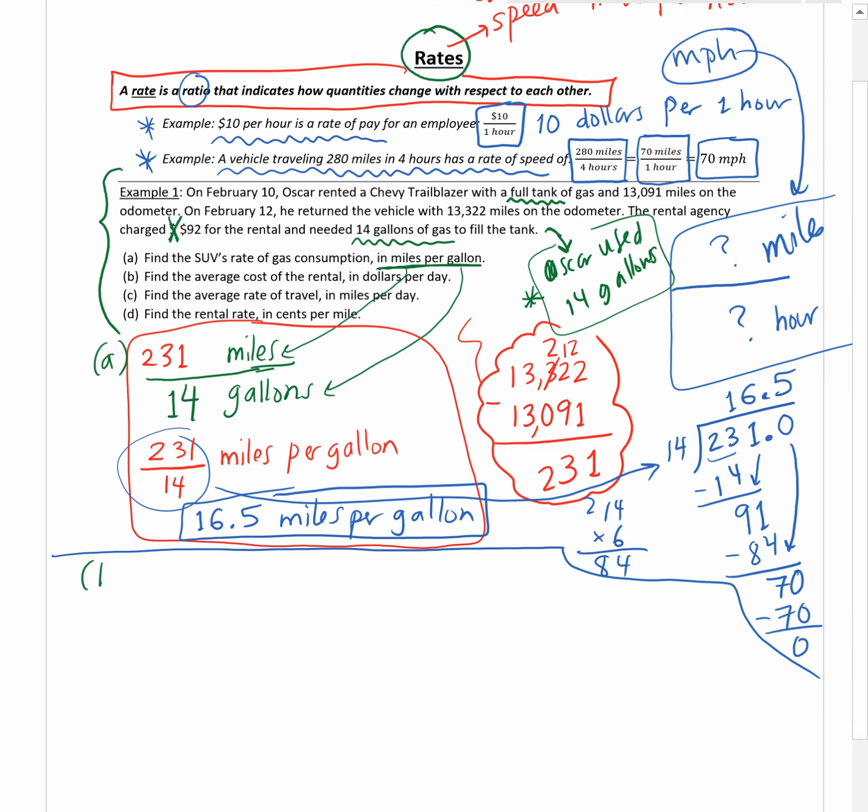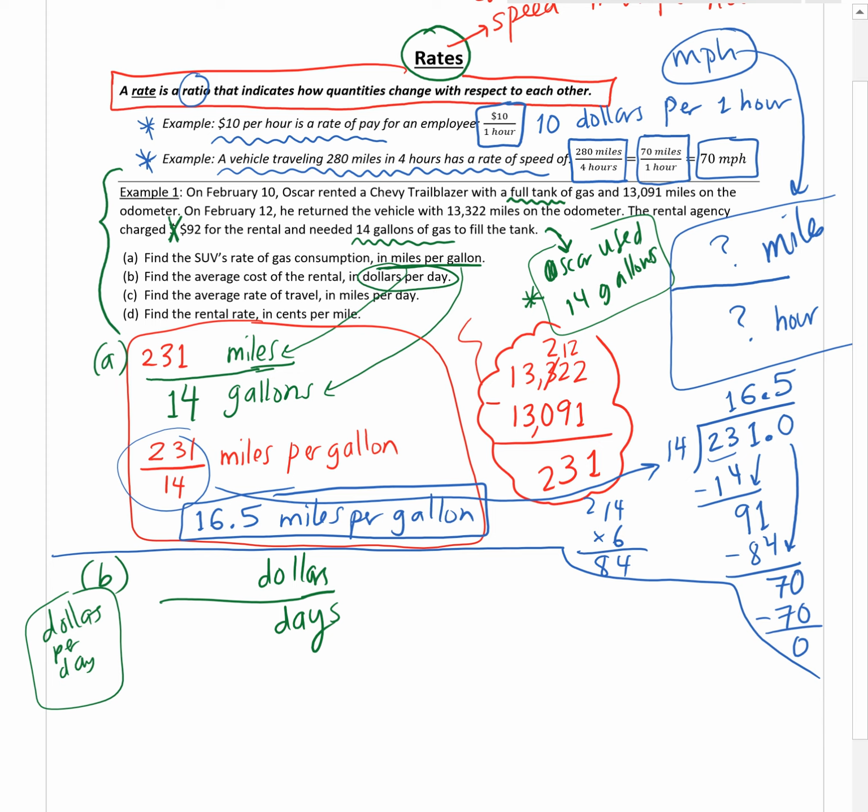What are they asking there? They're saying, find the average cost of the rental in dollars per day. Okay, that means, let me write this down, dollars per day. So remember, like we said, you're going to set up a fraction where the numerator has the first thing they mentioned, dollars, and the denominator has the second thing they mentioned, day, or days.